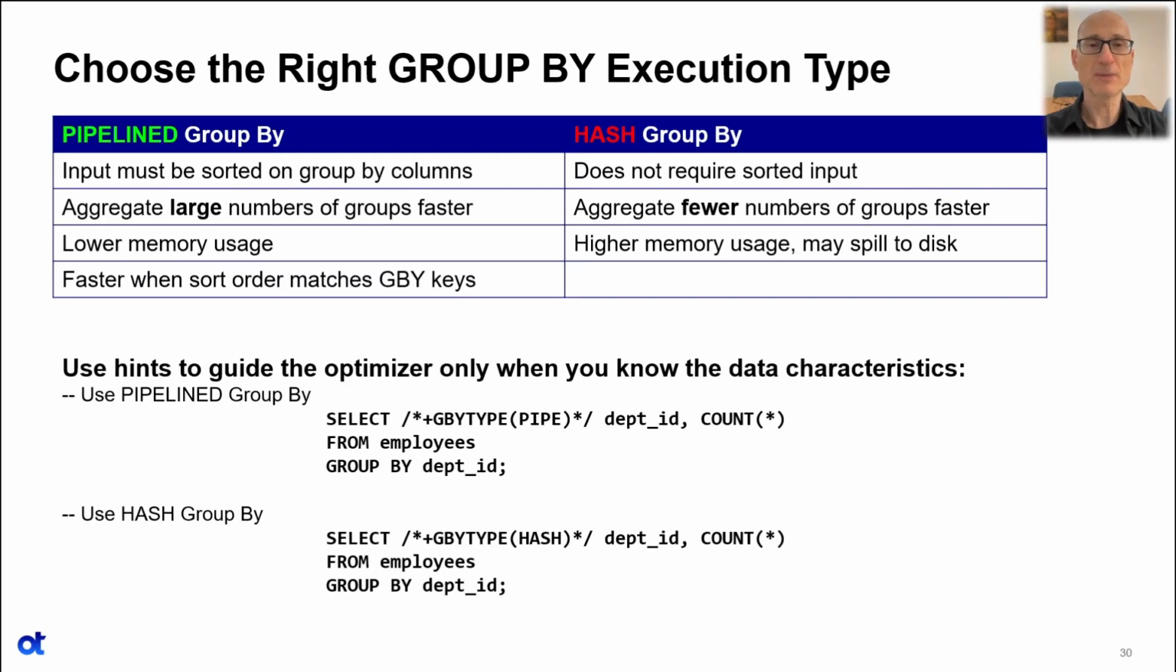Vertica supports two types of group by execution strategies, pipelined and hash. Use pipelined when your input is already sorted by the group columns. This method is efficient for queries with many groups and uses less memory. On the other hand, use hash group by when dealing with fewer groups and the input is not sorted. However, it consumes more memory and might spill to disk if resources are tight. You can control which strategy Vertica uses by adding a group by hint in your SQL. For example, use the GBYTYPE(PIPE) hint to force pipelined execution.